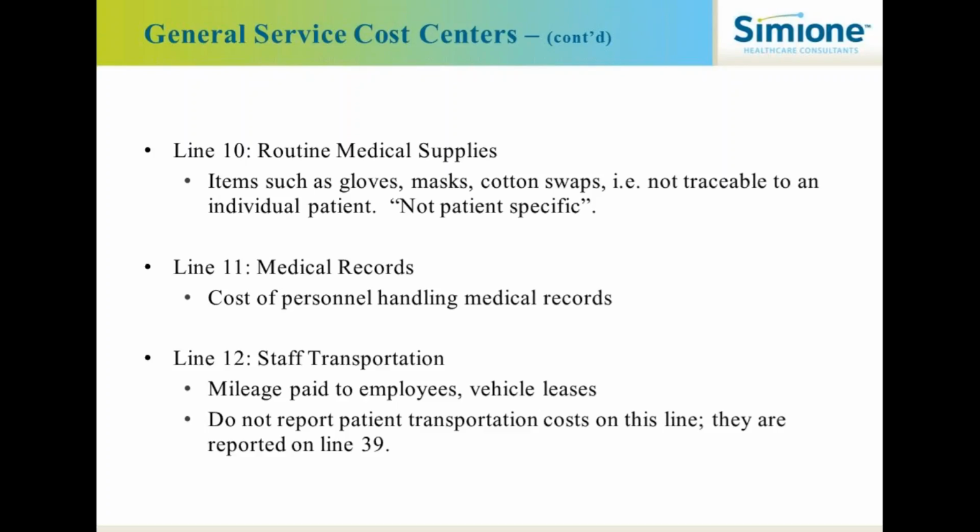Line 11 is our medical records, and this is where you would record the cost of personnel handling the medical records. Line 12 is staff transportation. This is mileage paid to employees, any vehicle lease costs. Do not report patient transportation costs on this line, as they are reported on line 39 under the direct patient care cost centers.